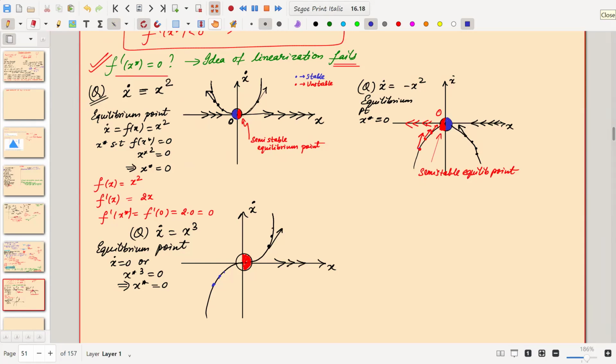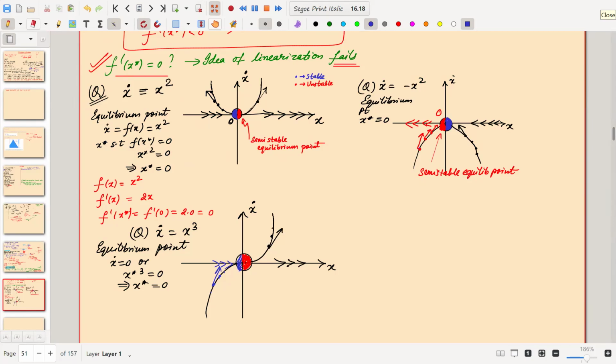If you draw a tangent, what happens to the tangent? Left side? If it is negative, maybe your tangent is like this. So it should converge, right? So it should be like this, right? Okay.